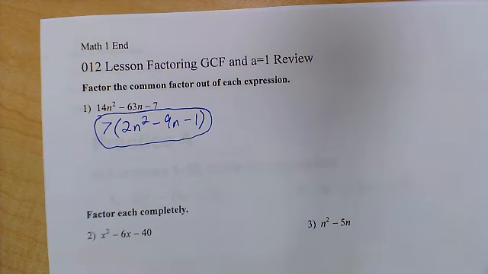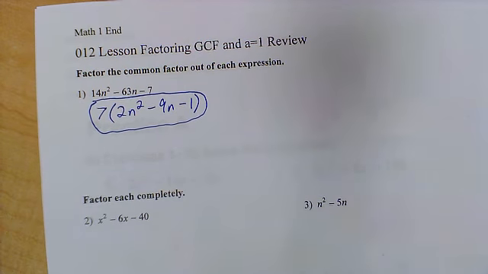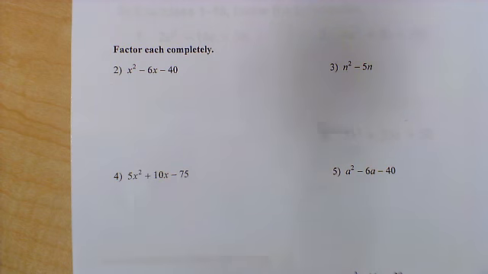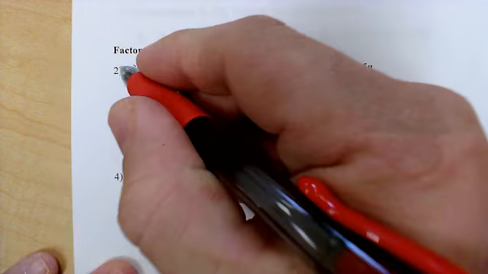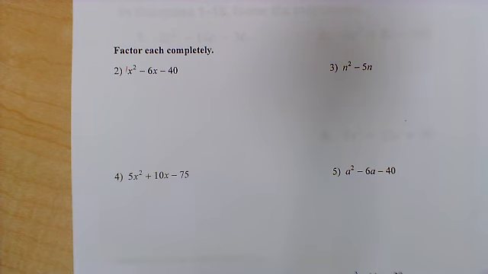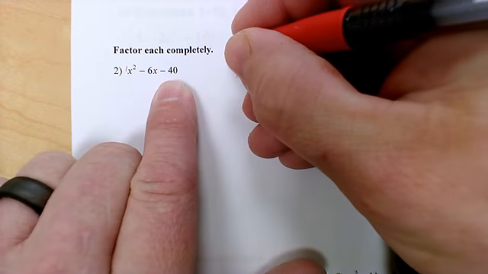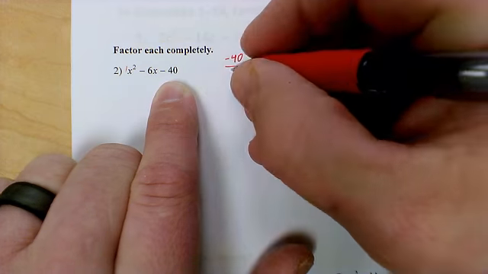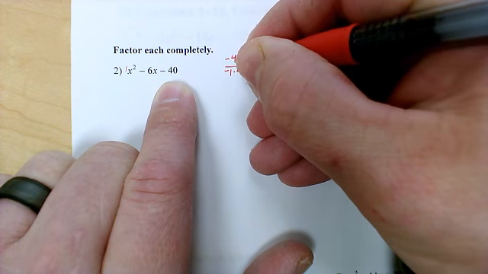Looking on to numbers 2 through 9 on this lesson, and that will be it. We're going to factor each of these completely. So on a problem like number 2, you don't need to do factoring by grouping because the value of a is 1. So when the value of a is 1, you don't need to do factoring by grouping. You simply take the value of c, which in this case is negative 40, and you figure out what pairs of numbers multiply to negative 40.